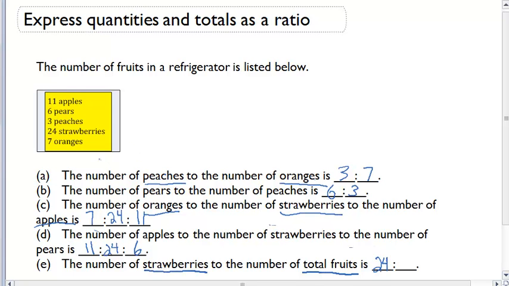The way we're going to get that is we're just going to add up all 5 of these fruits, 11 plus 6 plus 3 plus 24 plus 7, and we're going to get 51 total, which we can now use in our ratio. So the total number of strawberries to the total number of fruit in the refrigerator is 24 to 51.